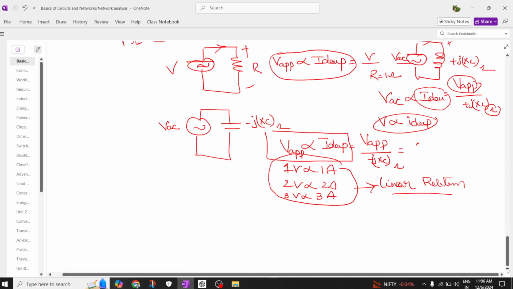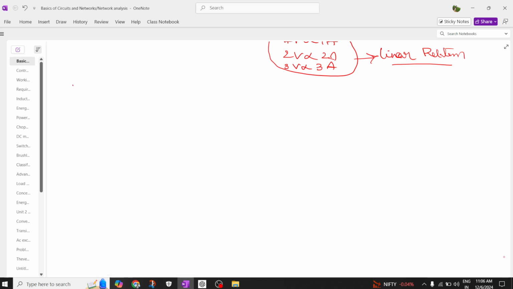Sir, how do you define a non-linear element? Very simple. Non-linear elements: sir, what are those non-linear elements? It means the relationship between applied voltage and developed current is not directly proportional.